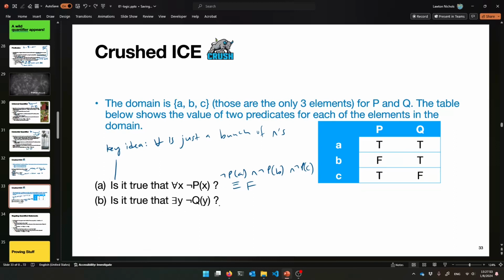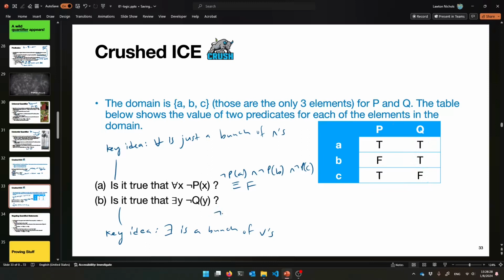It's a bit easier to do with there exists. The key idea for there exists, hopefully you see, is kind of the opposite, because it's just a bunch of ors. So this is trying to claim, is there a y such that not Q of y is true? Try Q of A. Is that not true? Try Q of B. Is that false? Try Q of C. Is the negation of that true? So it's trying to claim this.